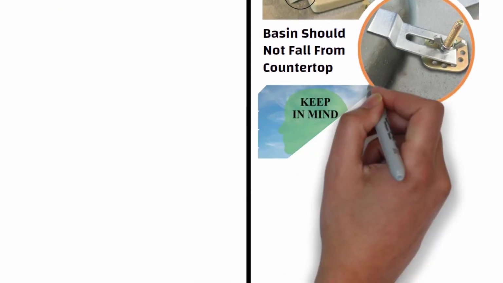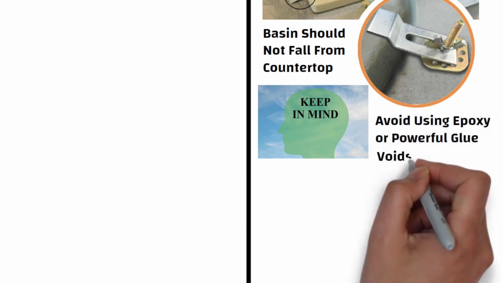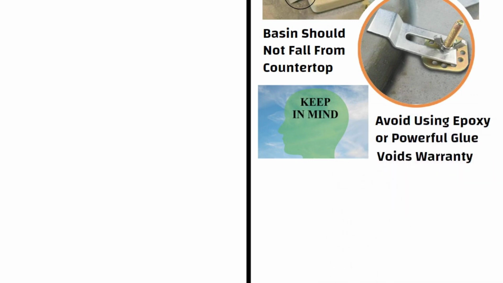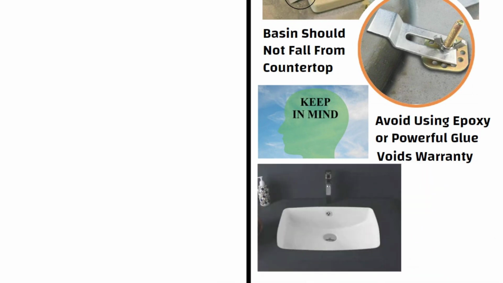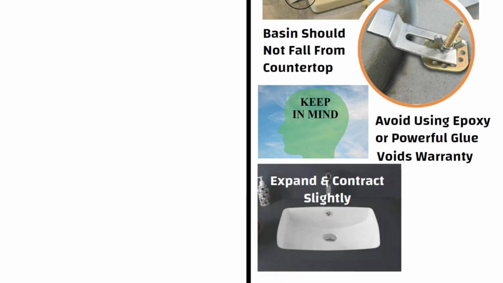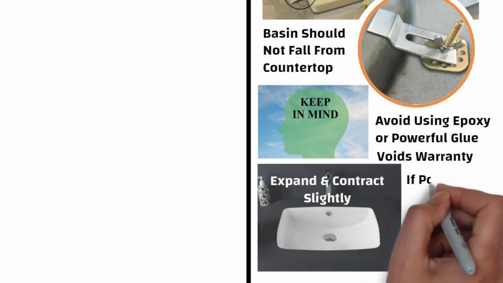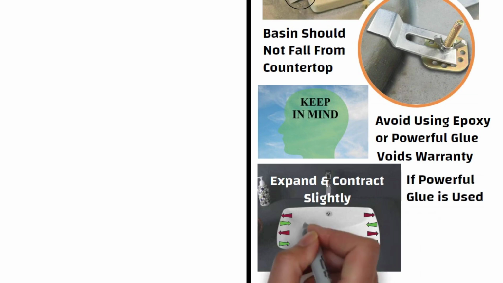Here one thing you have to keep in mind, avoid using epoxy or powerful glue as this voids most manufacturers' warranties. The reason is ceramic basins in particular will expand and contract very slightly as cold or hot water runs through them. If a powerful glue has been used, this doesn't allow the basin to expand and contract, potentially causing cracks.